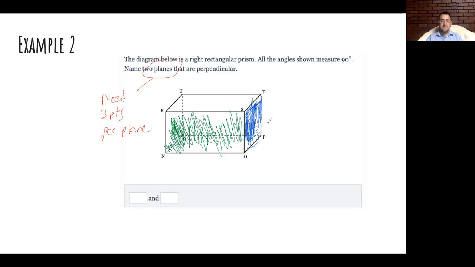So I'm just going to name them. The blue plane, I just need 3 points. So maybe I'll call that OST. And the green plane is also 3 points. So maybe I'll call that NRS. And you could choose any planes that are perpendicular, and Delta Math will mark you correct. So this is skill 3.1. This is all what skill 3.1 is. It should move pretty quick. So just get some practice reading the diagrams.